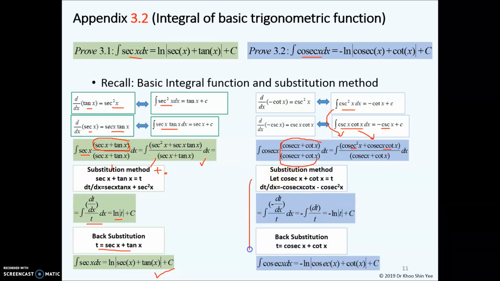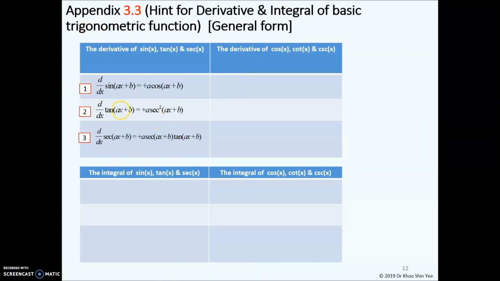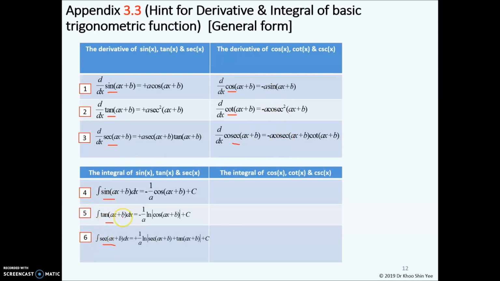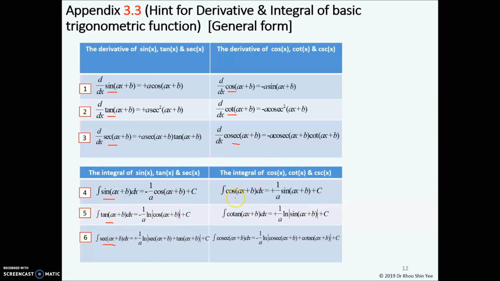Okay, so you get this result. These are the summary for what we have so far. If you differentiate sine, tangent, secant, you get this answer. On the other hand, if you differentiate cos, cotangent, cosecant, you get this answer. If you integrate sine, tangent, secant again, you get this answer. And if you integrate cos, cotangent, and cosecant, you get this answer.